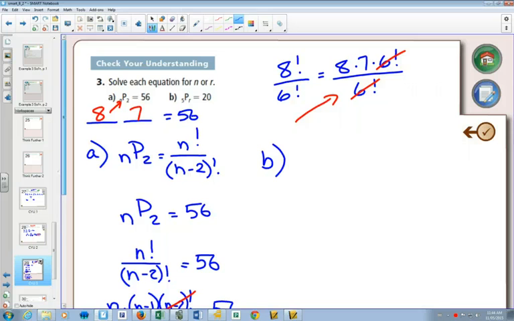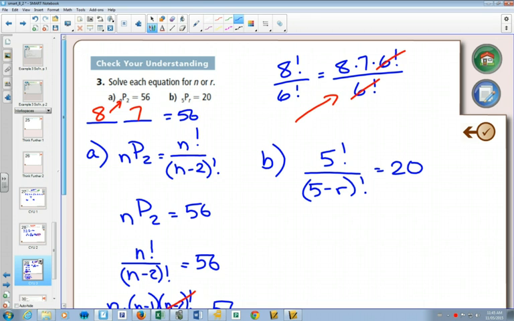Now, for 5Pr, if we're going to our formula, this means 5 factorial over 5 minus r factorial is equal to 20. And we don't have an n in the top and the bottom. And there isn't a way to simplify this one. In fact, this is one where the best method for solving it is the idea of spaces.